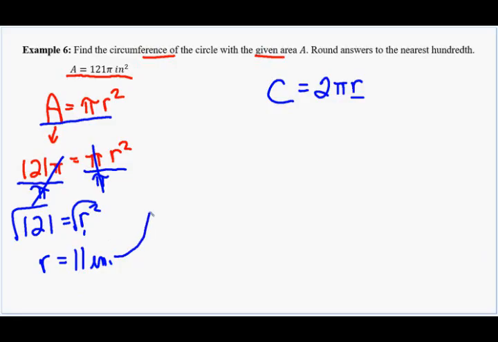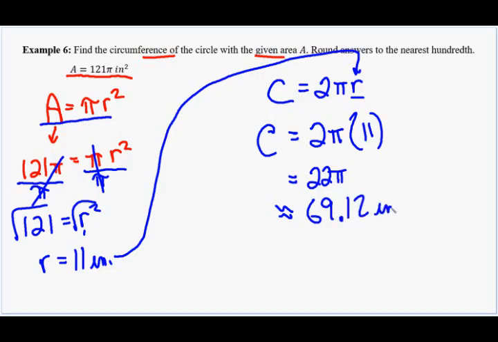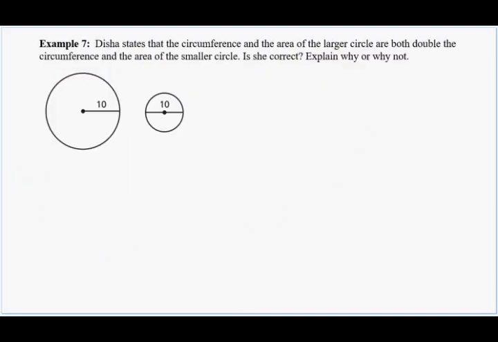Again, we're going to take that 11 inches and plug it in right here for this radius. So now our circumference is 2 times pi times 11, which is 22 pi. That would be our exact answer. And if we multiply 22 by pi, we get approximately 69.12 inches. Again, that's our circumference. All right, I think we've got one more example.